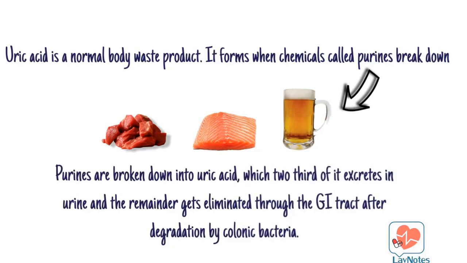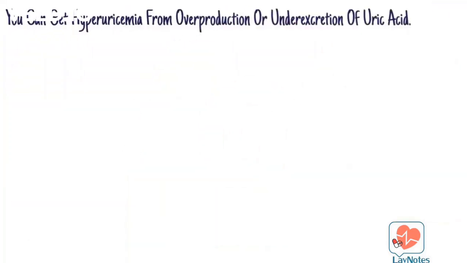Purines are broken down into uric acid, of which two-thirds is excreted in urine and the remainder gets eliminated through the gastrointestinal tract after degradation by colonic bacteria. You can get hyperuricemia from overproduction or underexcretion of uric acid.